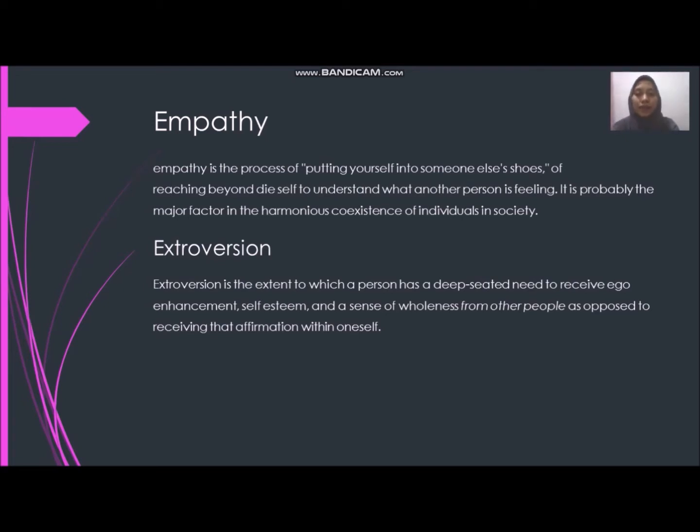Extraversion is the extent to which a person has a deep need to receive ego enhancement, self-esteem, and a sense of wholeness from other people, as opposed to receiving that from within oneself. Extroverts actually need other people in order to feel good, but extroverts are not necessarily loudmouthed and talkative. They may be relatively shy but still need others.